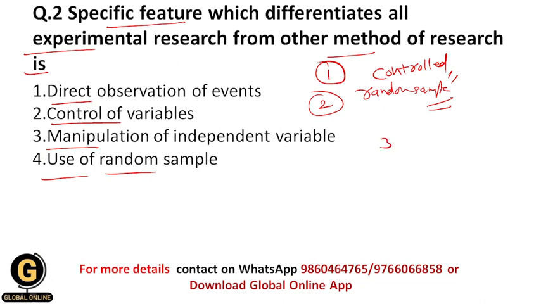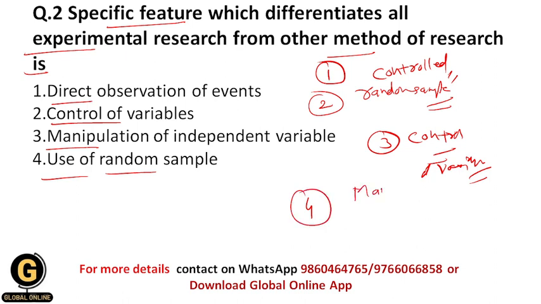Okay, now next is control of variables. So we have proper, or you can say complete, control of the variables in the study. Basically we control all the other variables in the experimental research apart from the variable which is under study. Okay, and the fourth one is manipulation of independent variable.